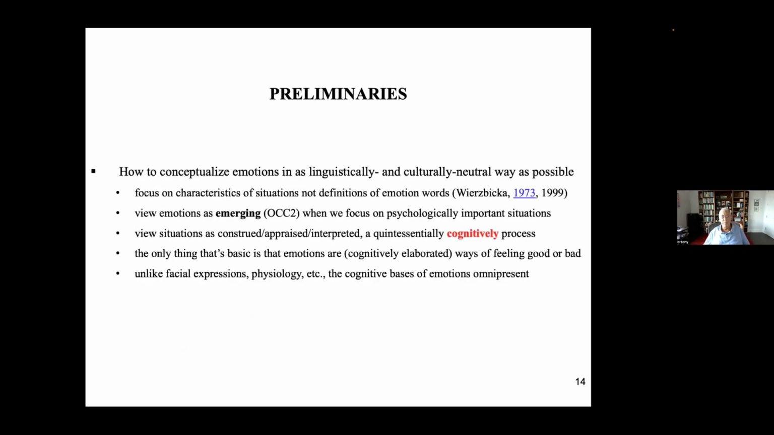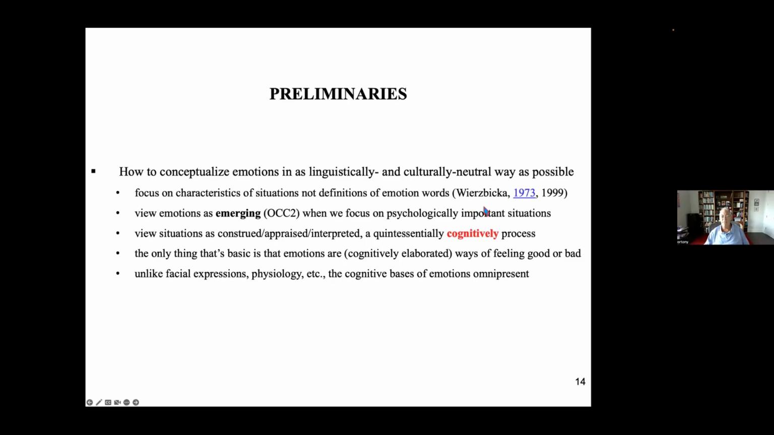So how are we going to conceptualize emotions in as linguistically and culturally neutral a way as possible? Well, first, we're going to have to focus on the characteristics of situations, not on emotion words themselves. One of the best ways to describe an emotion, if you don't have a word, is it's the way you feel when such and such happens. You know, so if you wanted to explain to a non-native speaker what it is to be embarrassed, you'd explain the kind of situations, the things that happen when somebody's embarrassed.